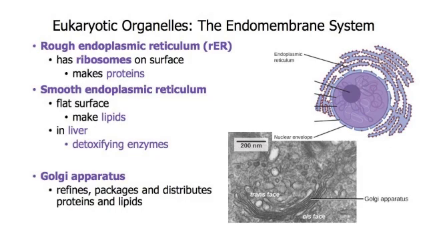Some products manufactured by the rough ER are dispatched to other locations in the cell by means of transport vesicles. These are membranous spheres that bud from the rough ER. On the other hand, the smooth ER refers to the fact that this organelle lacks the ribosomes that populate the surface of the rough ER. A diversity of enzymes built into the smooth ER membrane enables this organelle to perform many functions. One is the synthesis of lipids, including steroids. For example, cells in the ovaries or testes that produce the steroid sex hormones are enriched with smooth ER.